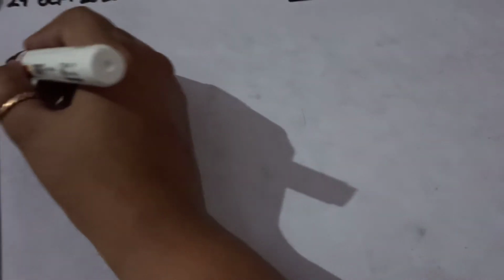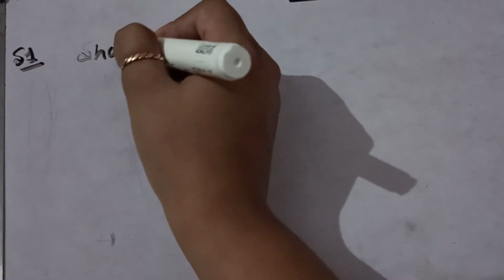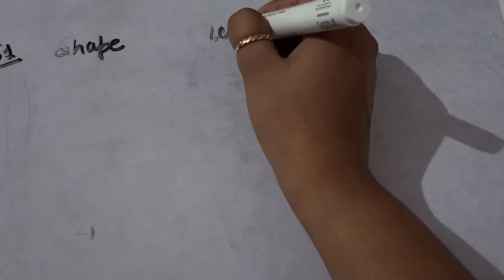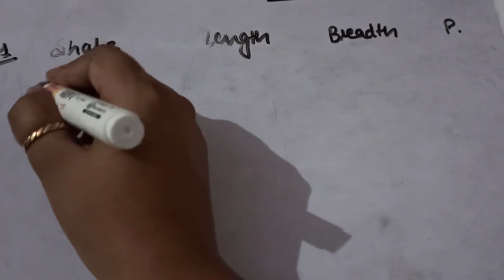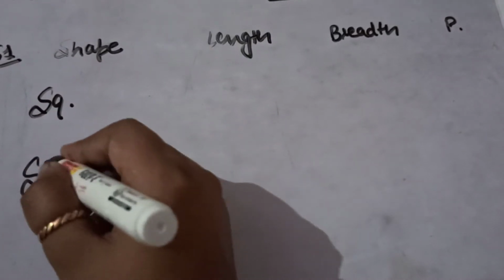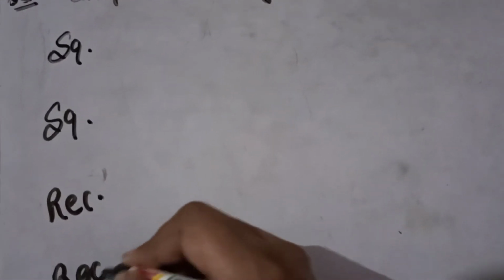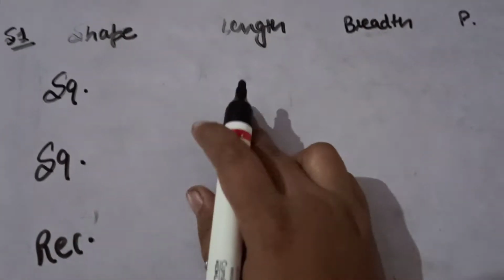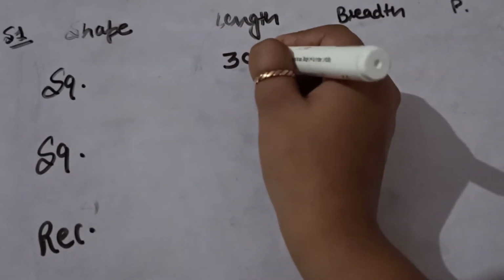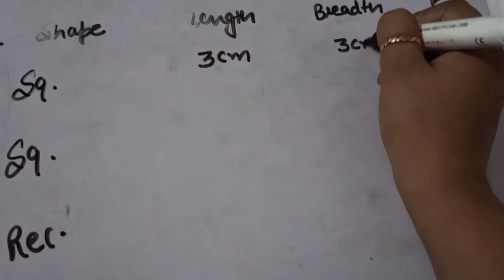The S1, first is shape, after shape length, breadth and perimeter. So first two shapes are square, square, rectangle and rectangle. At the place of square, first one is 3 centimeter, 3 centimeter.